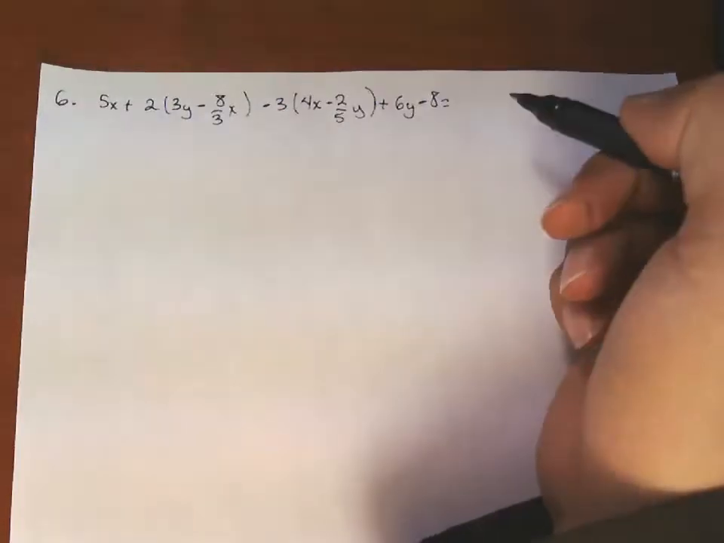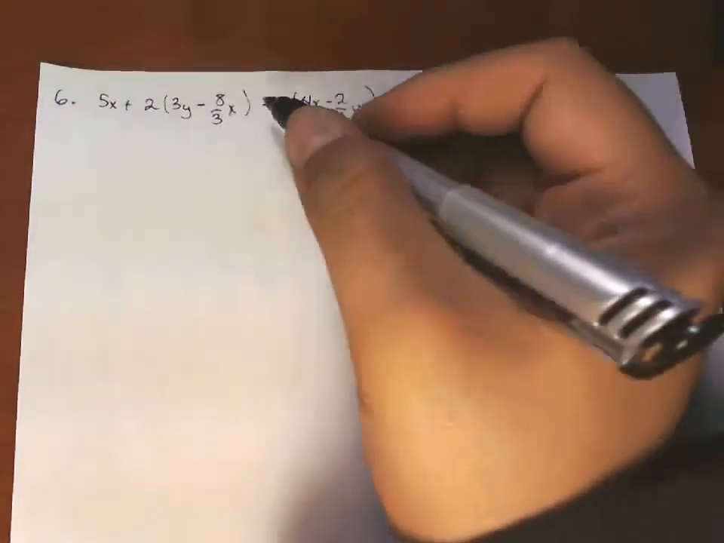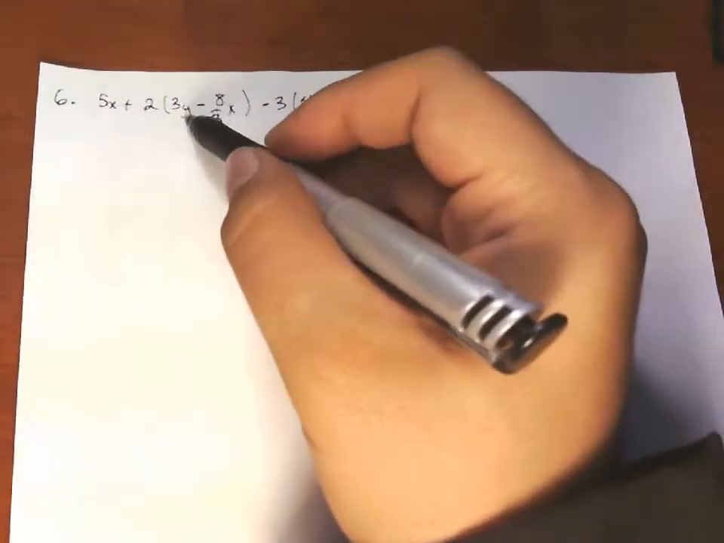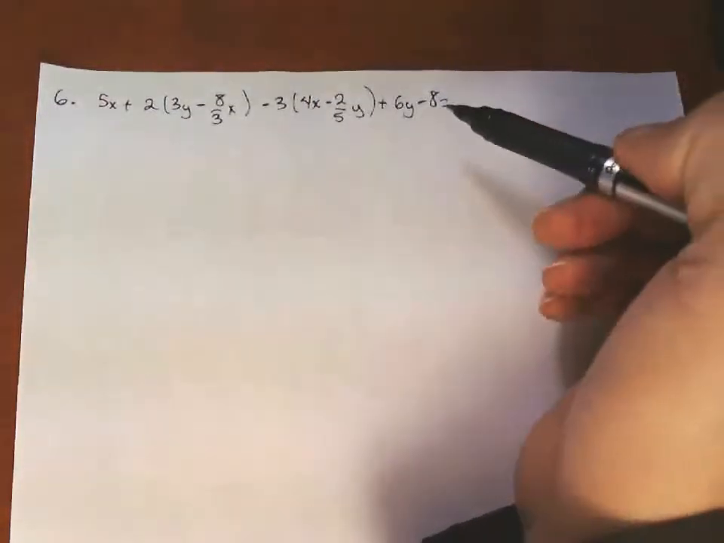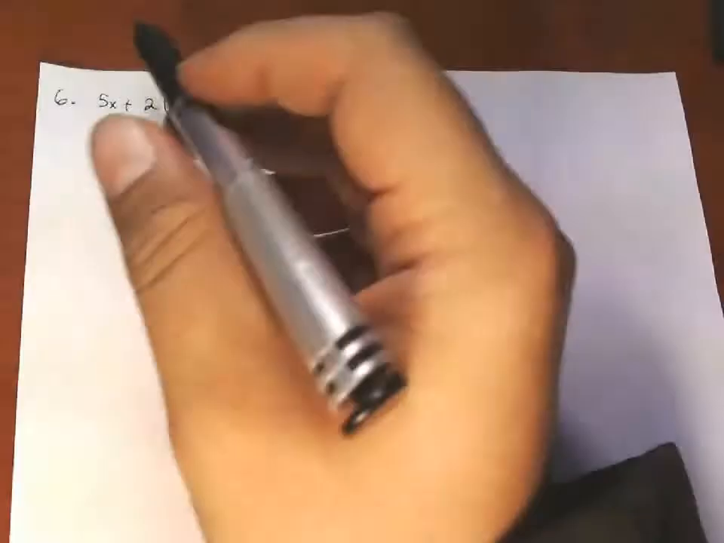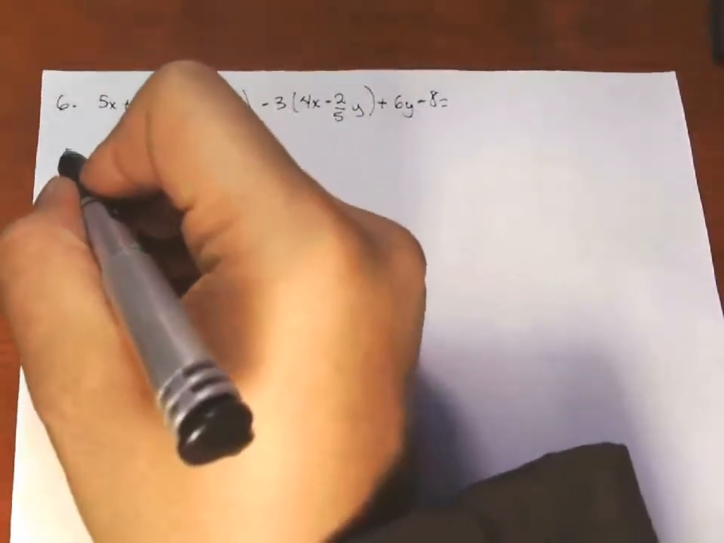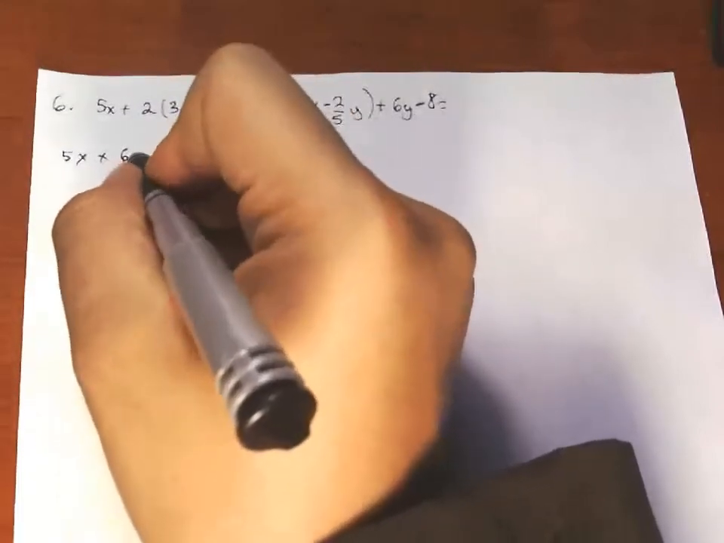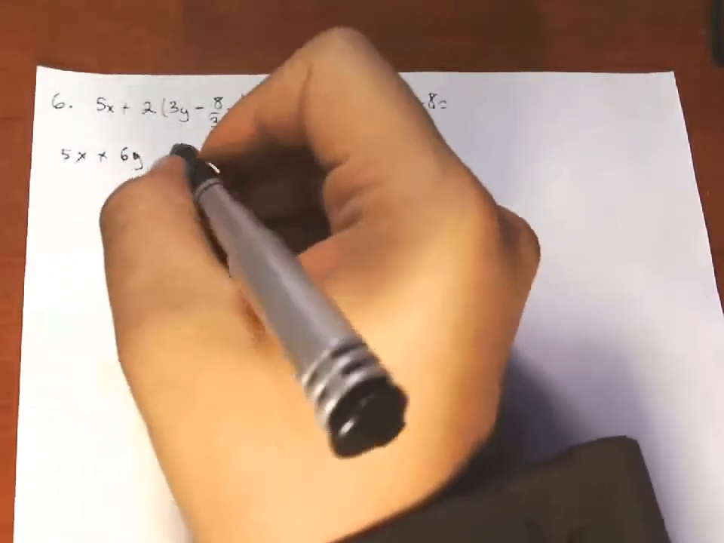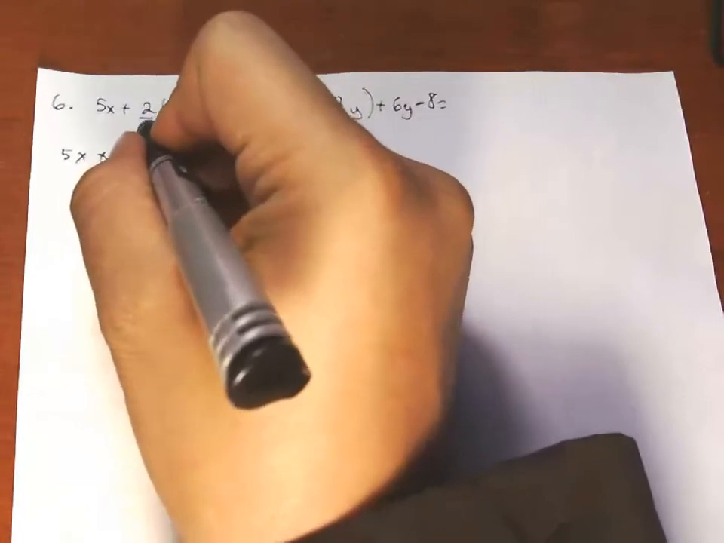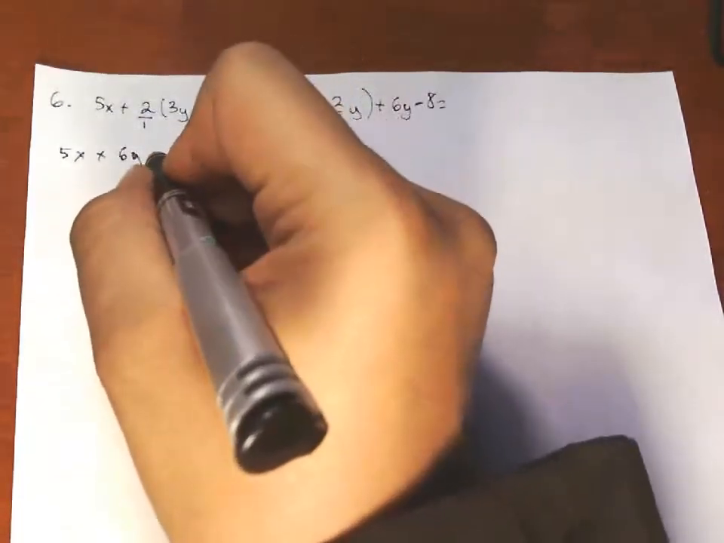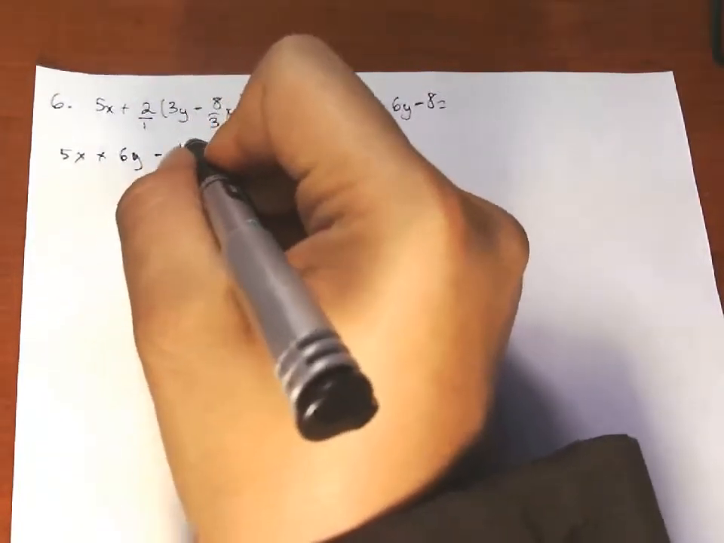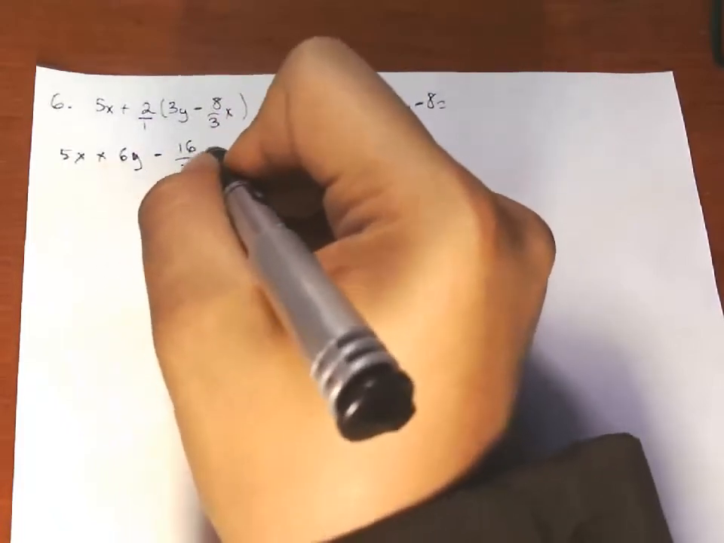Number 6. Okay, so first try to solve whatever's in parentheses. Different variables, so kind of hard to do. We can't do it. So we apply distributive. 5x stays the same. 2 times 3, 6y. 2 times 8 thirds. Remember, this is the same thing as saying 2 over 1. So it's minus 16 thirds of x.